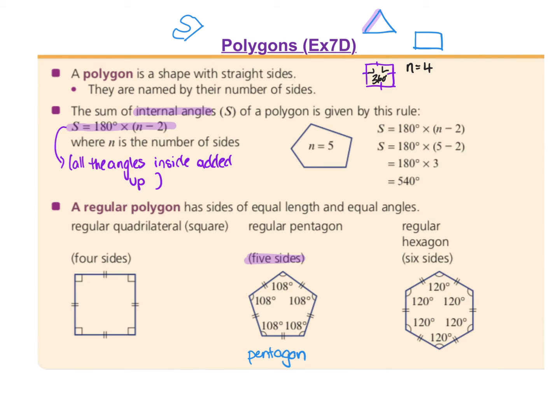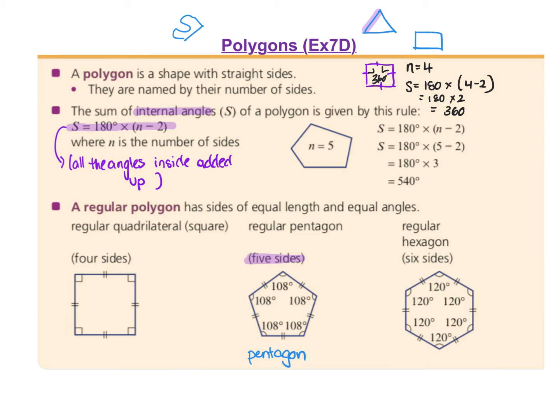If I was finding out how much all the angles inside a square added up to, I can use this formula. I can go S equals 180 times, and it'd be 4 minus 2, because the rule says N, and a square has 4 sides. So in the end, 4 minus 2 equals 2. So 180 times 2. Can you see that you get 360? We knew that, we didn't have to work this out, but I'm just showing you to prove to you that it does work.